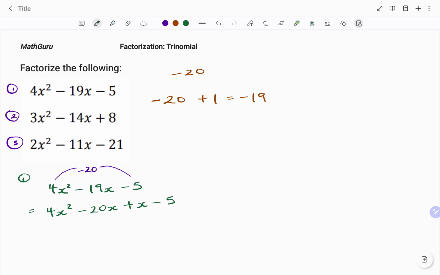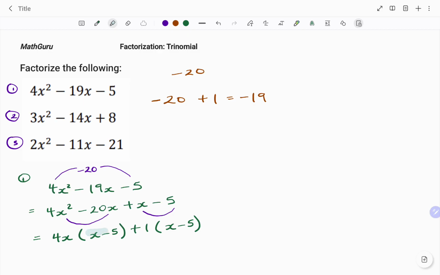Now that I've done that, the next step is to factorize by grouping. So I'm going to group the first two terms and the last two terms as shown, by bringing out the common factor. For the first set of terms, my common factor will be 4x. I'm left with x minus 5. And for the second set of terms, my common factor will be positive 1. I'm left with x minus 5.